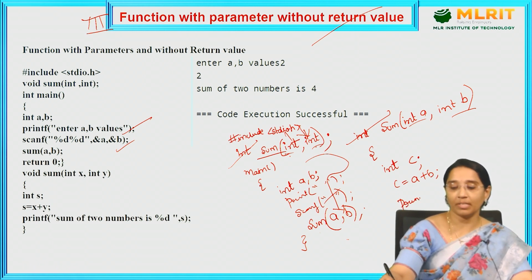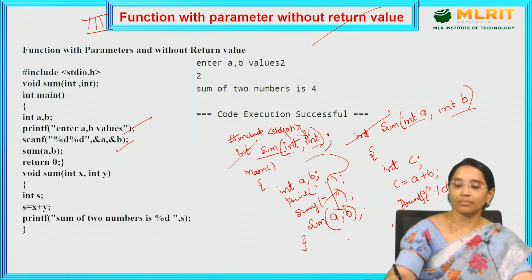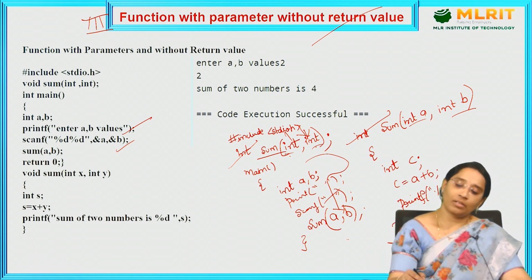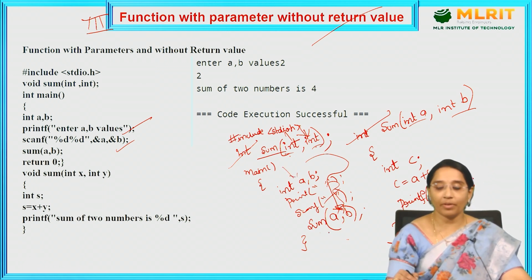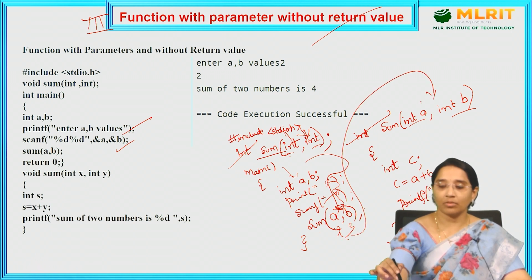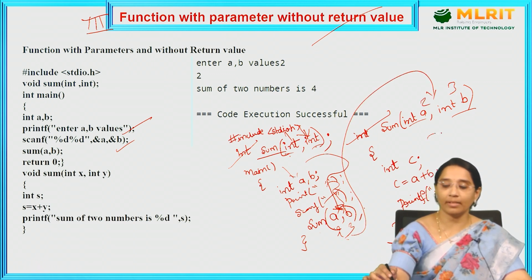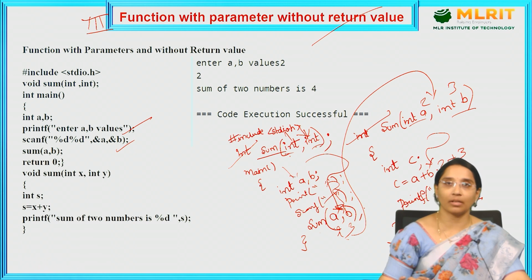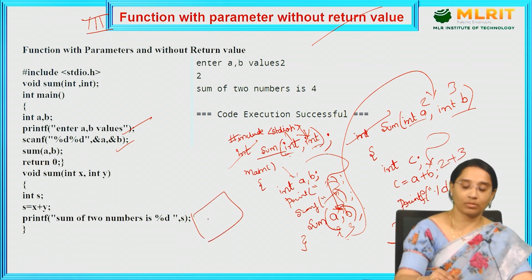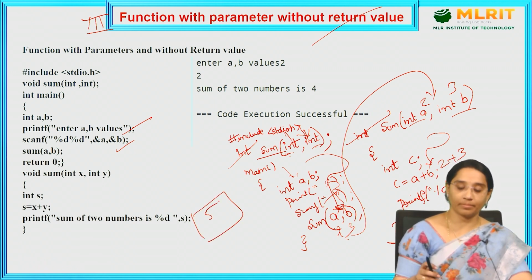Without return value means you can directly print here: printf %ld comma c. So now control will come here. Execution starts from the main function, sum of a comma b. Suppose 2 and 3 are my inputs. Those inputs are copied here, 2 and 3. C is equals to a plus b, 2 plus 3, 5. So 5 will be printed on your screen. This is your third category.